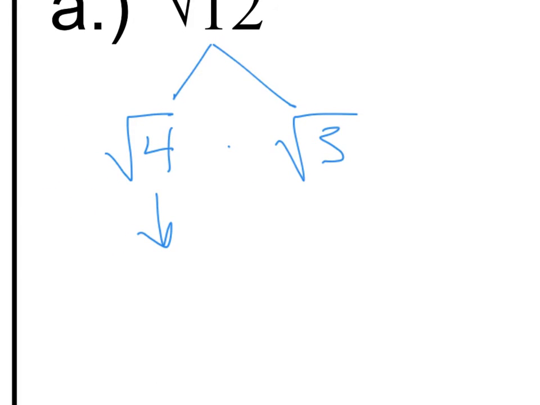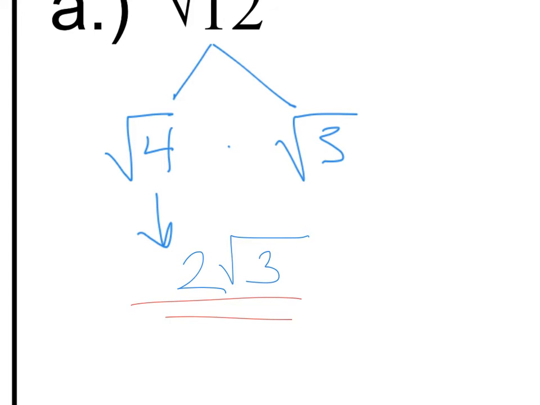So in your answer, you're going to have 2. And then this radical 3, he can't be broken down anymore, so he just stays radical 3. Okay, so that's your final answer right there, 2 radical 3. That's how you simplify it.